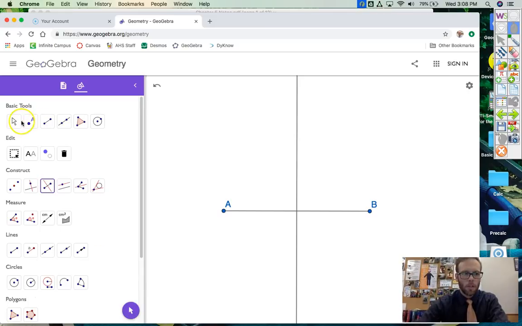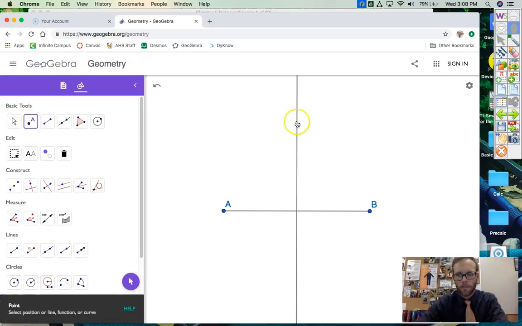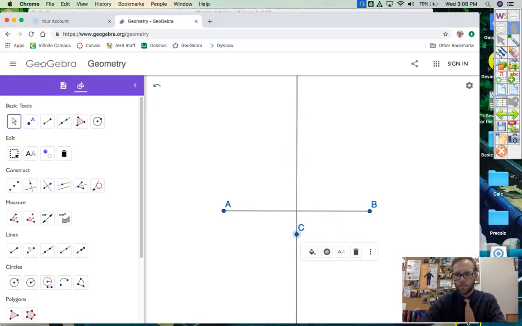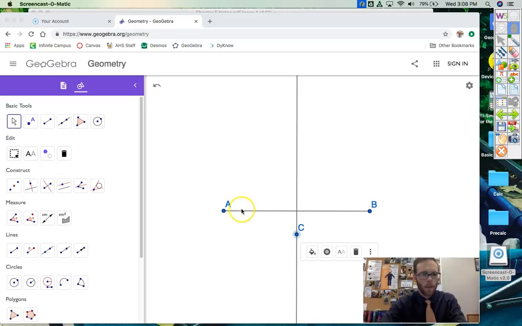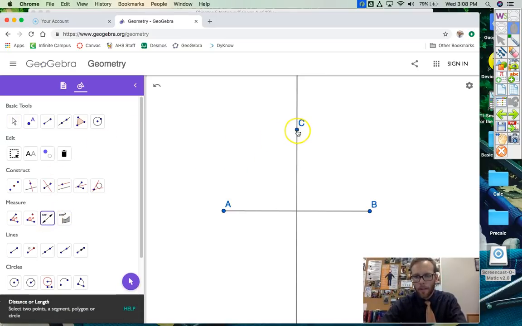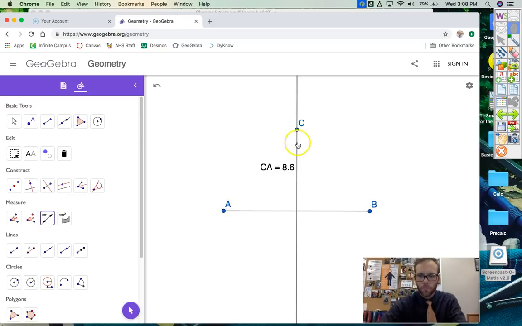Now what I'm interested in doing is putting a point on that perpendicular bisector. I've got this point C. Notice I can move it up and down on the perpendicular bisector. Now I want to measure the distance between that point on the perpendicular bisector and each endpoint of the segment. What do we notice here? The distance from C to A equals the distance from C to B. C is what we would say is equidistant from A and B.